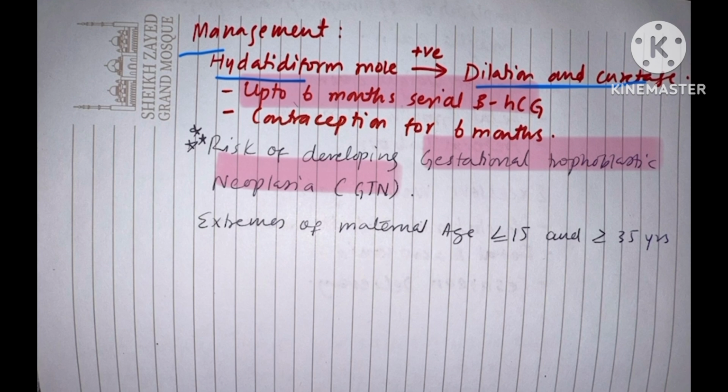When you do D&C, you're going to have a fall in the beta HCG levels because you have taken out the molar pregnancy. But if after some time you see a rise in beta HCG, then you know that there is neoplasia. You also have to give the patient contraception for 6 months for the same reason, because another pregnancy can mask the beta HCG level, and you're not going to be able to diagnose it in time.